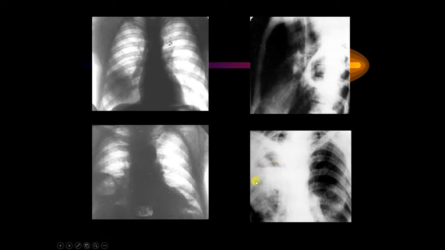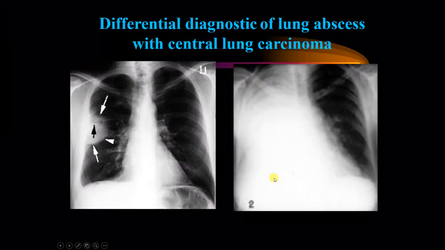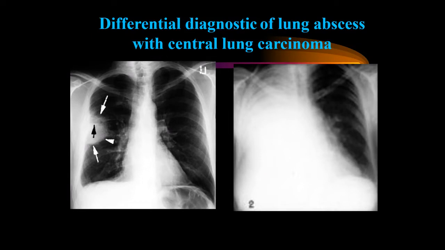On this picture you can see a round shadow with a horizontal level too. It is a side X-ray. Here you can see the shadow of the heart, and here you can see the shadow of the abscess. It's very important to make the correct differential diagnosis of the lung abscess with central lung carcinoma.